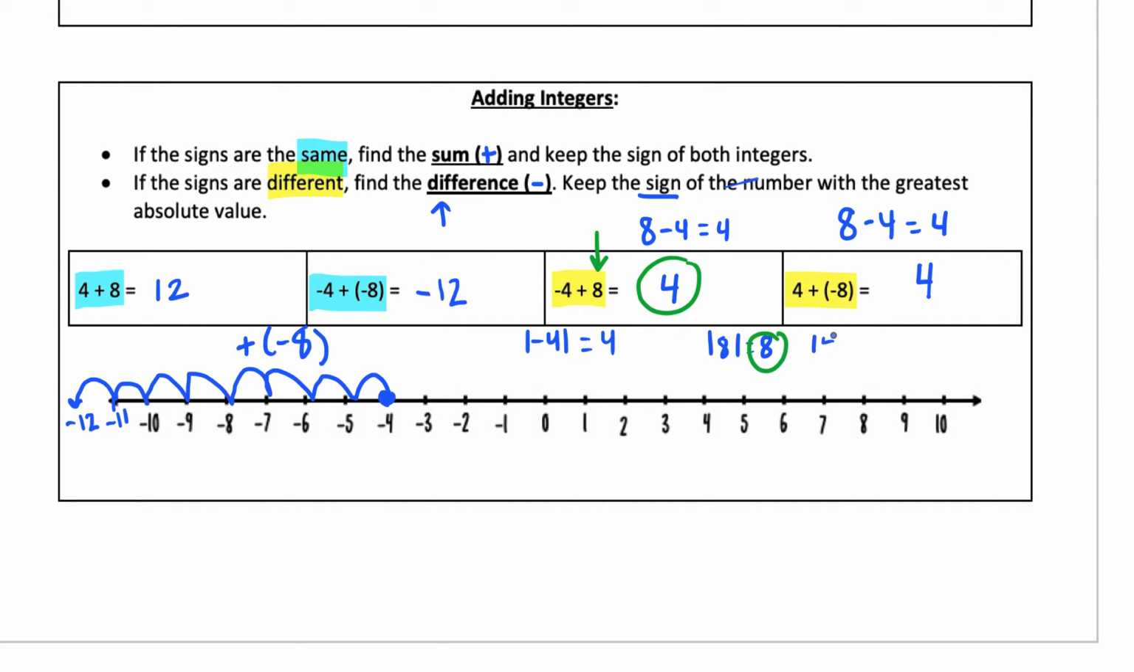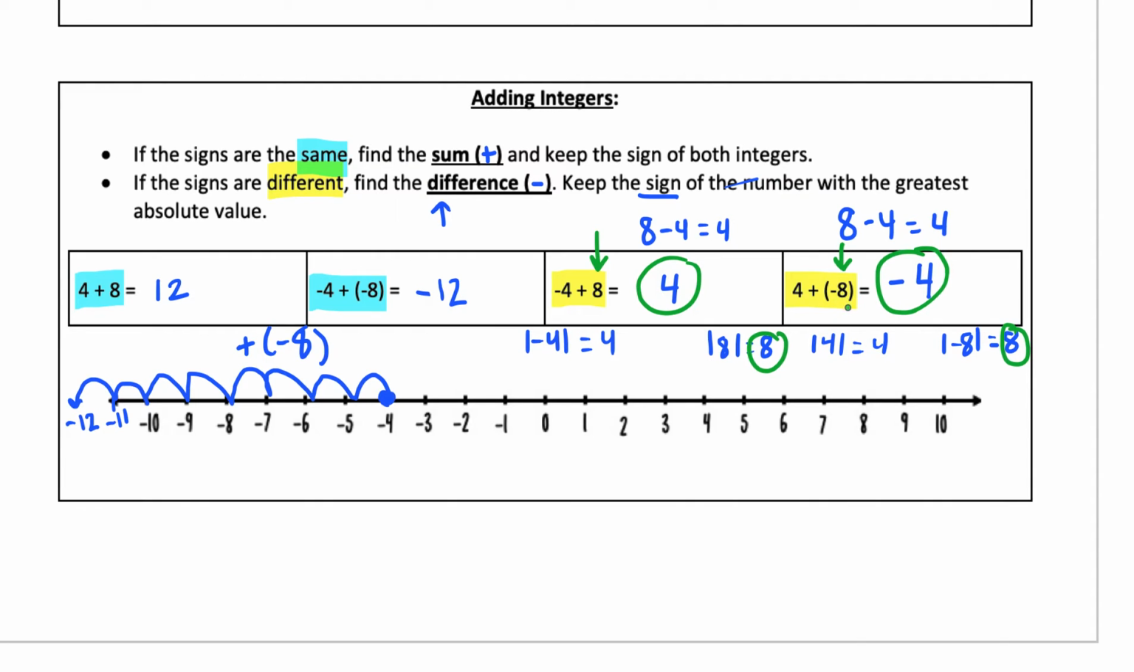The absolute value of 4 is just 4, and the absolute value of negative 8 is 8. So 8 is that larger number there. The absolute value of negative 8 was larger than the absolute value of 4. So that means I need to take the sign from this number. And the sign of that number was negative. So that means for my final answer, I will have negative 4 as my solution.